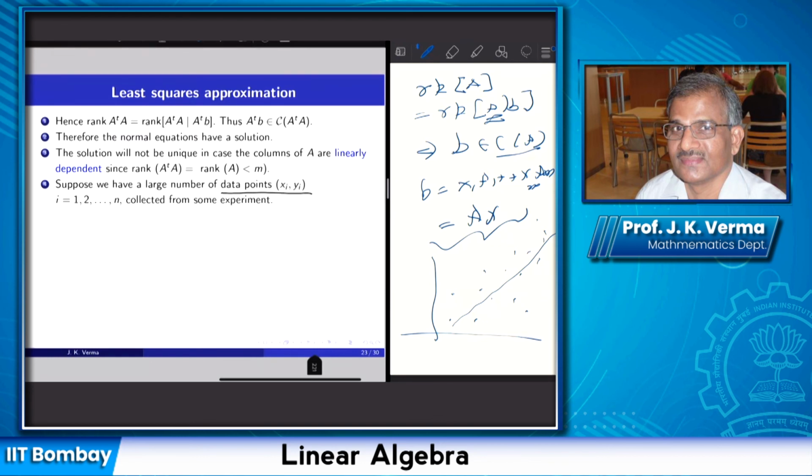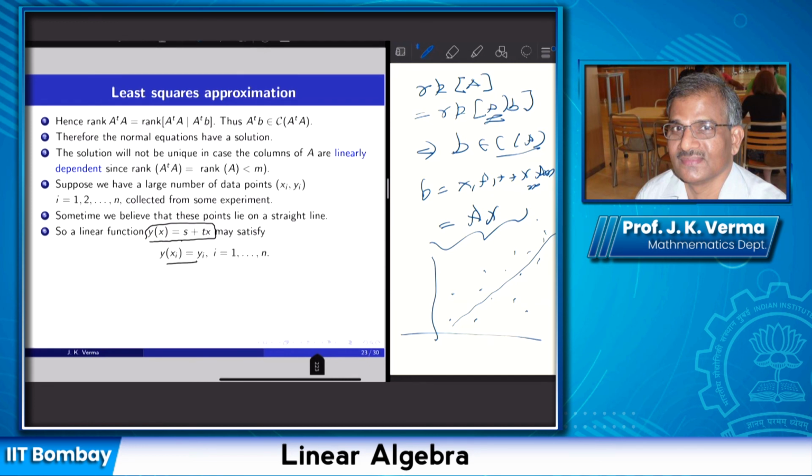So suppose we have a large number of data points (xi, yi) collected from some experiment. Sometimes we believe that these data points lie on a straight line. So we want to fit a straight line whose equation is s + tx, and this straight line may satisfy y(xi) = yi. Some of the data will lie on the straight line, some may be away from it.